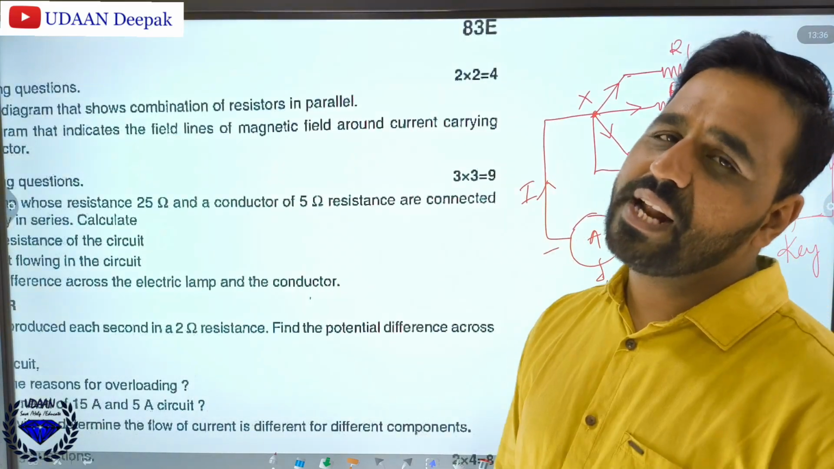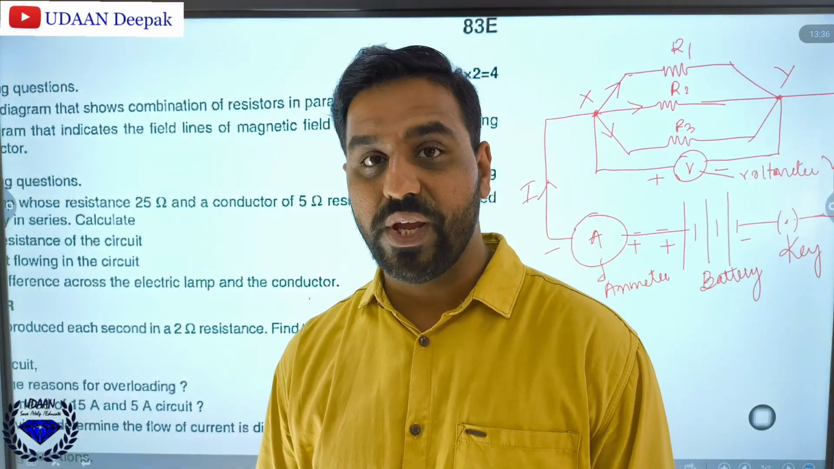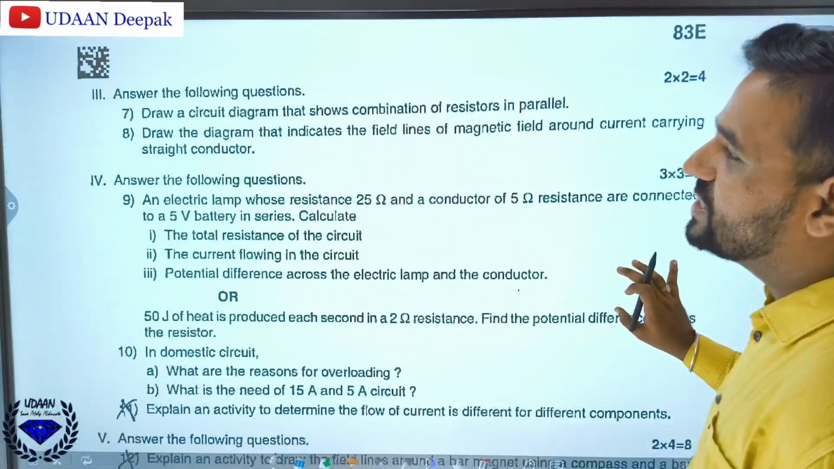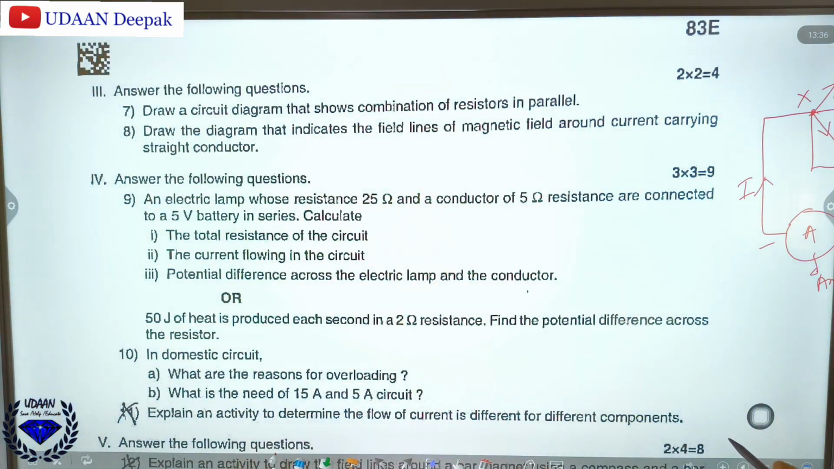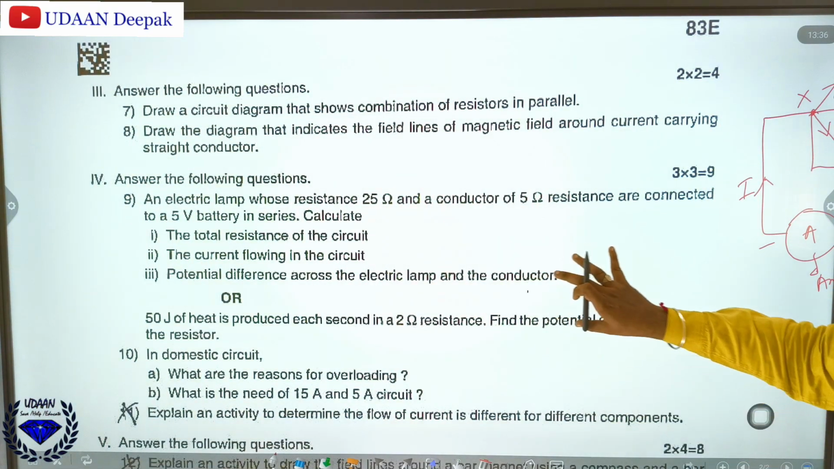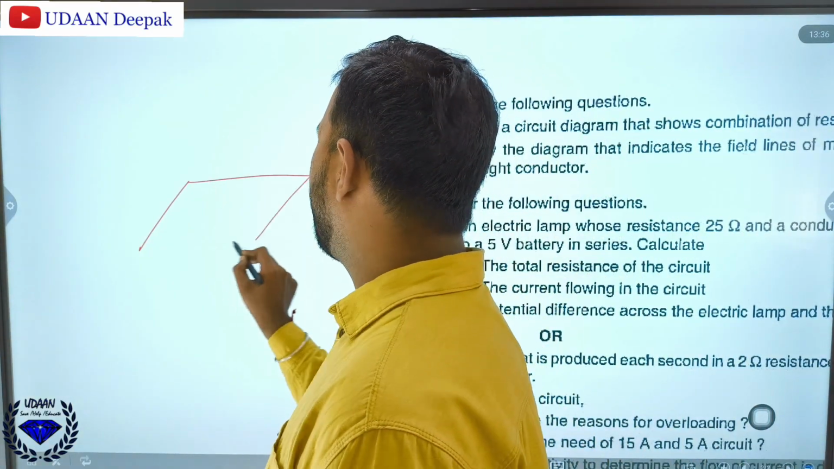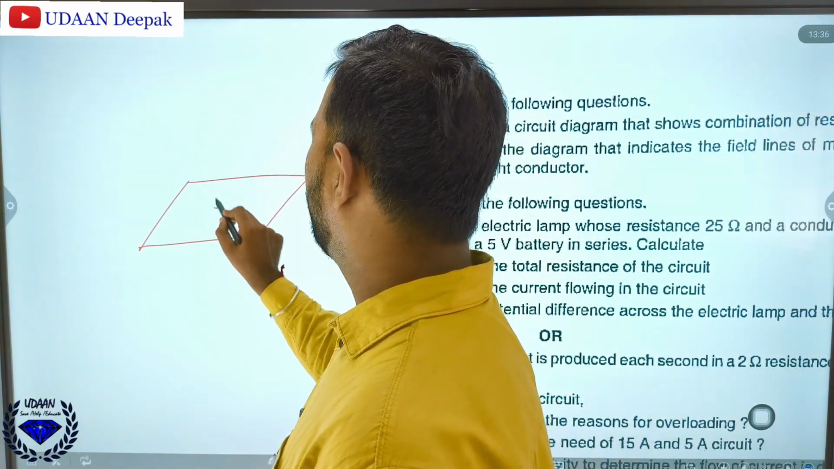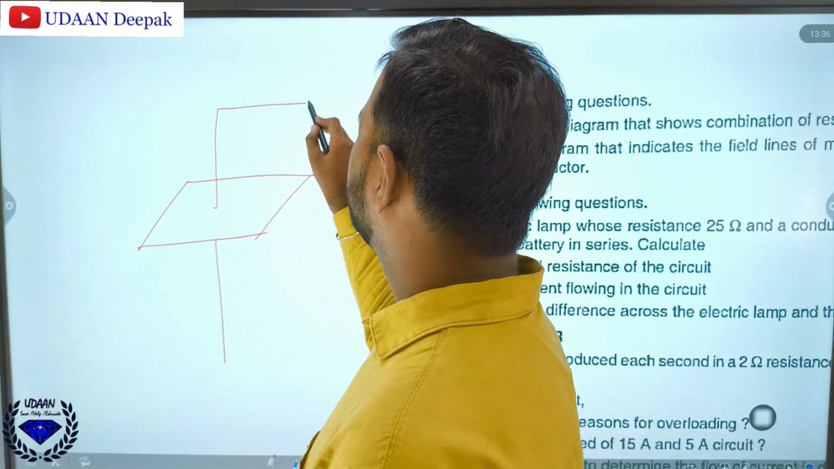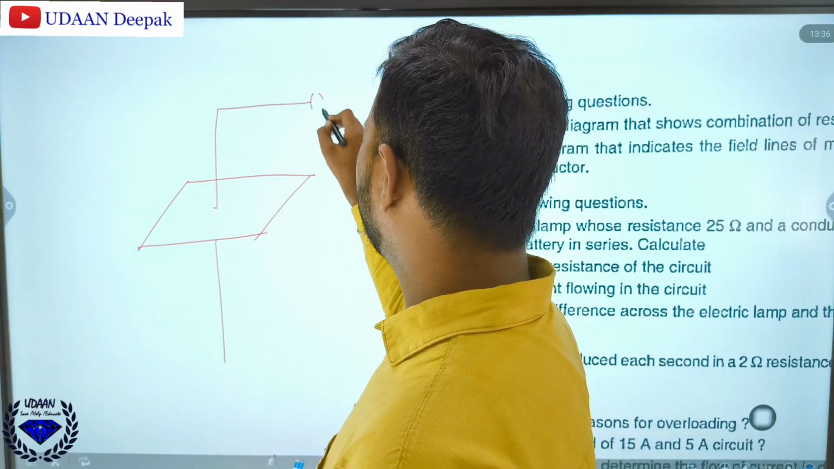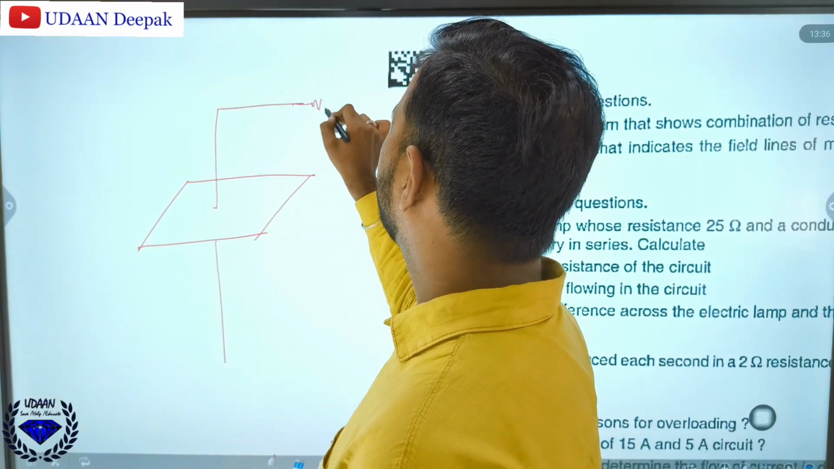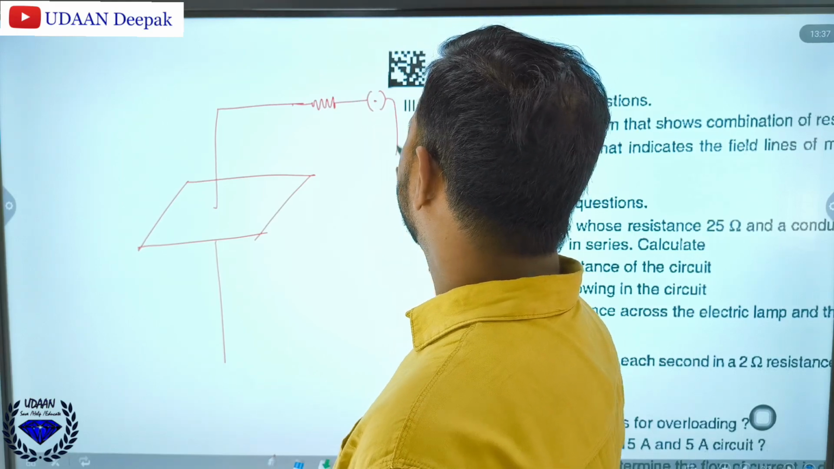In physics, circuit diagrams you should know by heart. Next, coming to the next one: draw the diagram that indicates the field lines of the magnetic field around a current carrying straight conductor. So first you should take one cardboard. Then you should make a hole and draw a line. Sorry, first you should connect the variable resistor. Then you should connect the key.